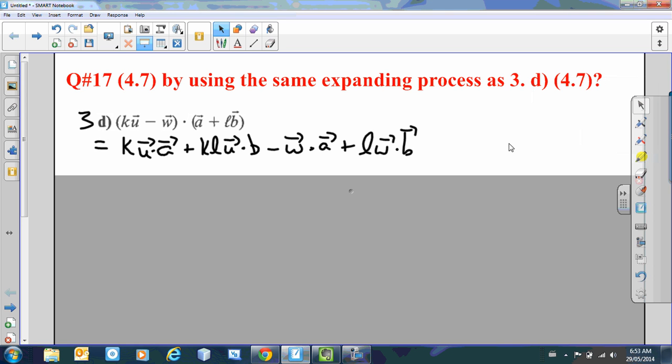Okay, just a quick video to go over a couple of questions I received from a student today. First question was, how come we can't expand question 17 the same way we did question 3D? And this is in the dot product section.